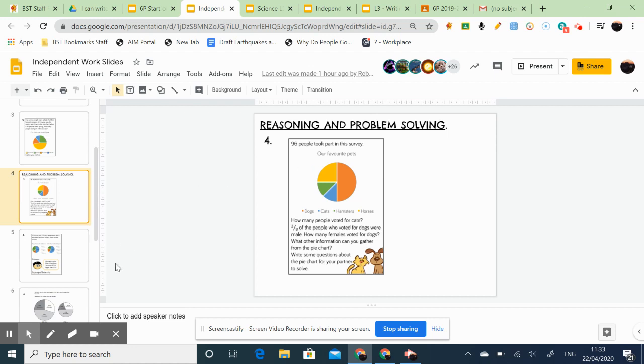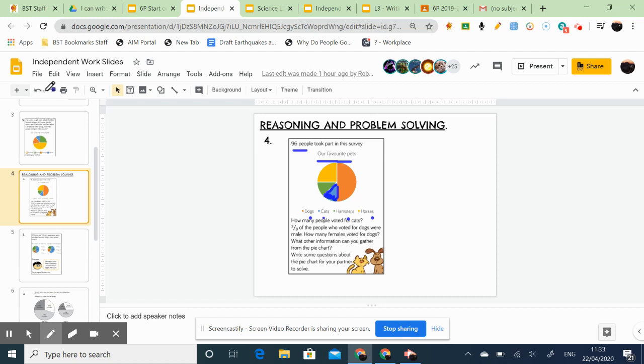So let's read it. 96 people took part in this survey, so it is telling us this time, and it's our favourite pets. So it's similar to the favourite seasons, but favourite pets. And you've got dogs, cats, hamsters, and horses. How many people voted for cats? Okay, so cats is which one? It is blue. Is that right? Yeah, I can't really see probably. So there it is. So all we're doing is, this part here, I can work out. I know what fraction of the pie that is. I can work it out already.